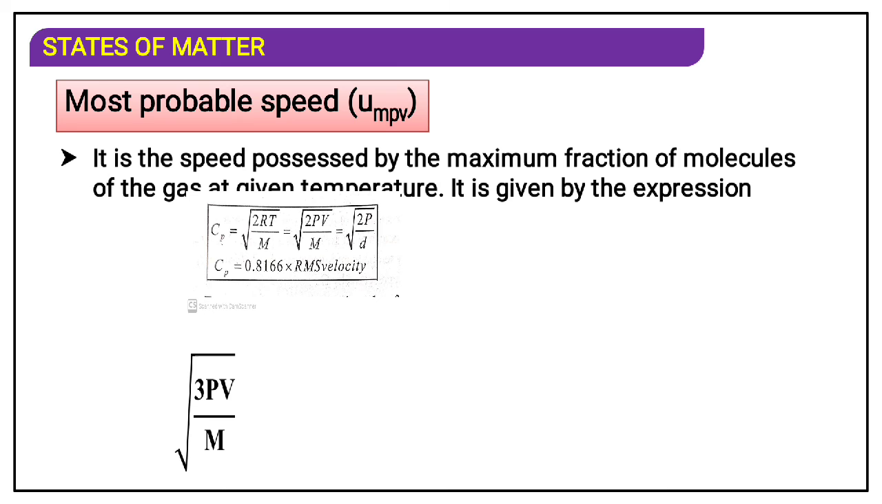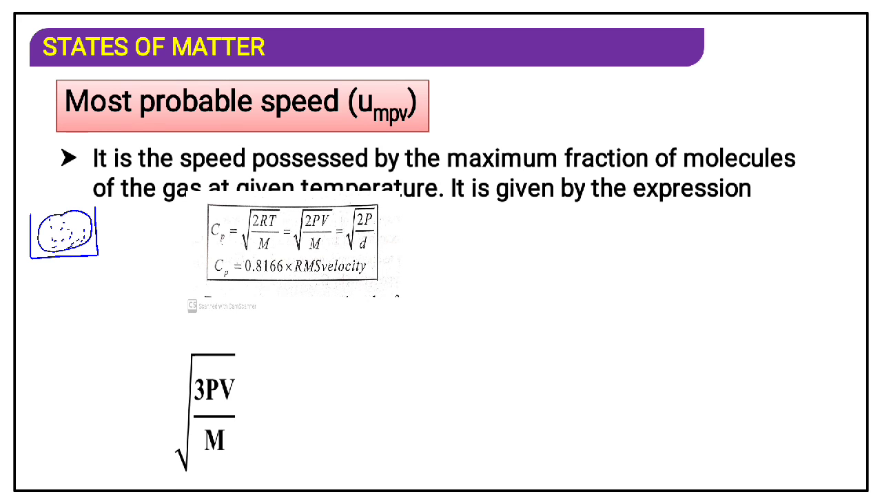Means if you take some gas molecules in this beaker, in that so many gas molecules are present, the velocity or the speed which is possessed by the maximum fraction of molecules. So many molecules are present here, and the speed possessed by the maximum number of molecules is called the most probable velocity.